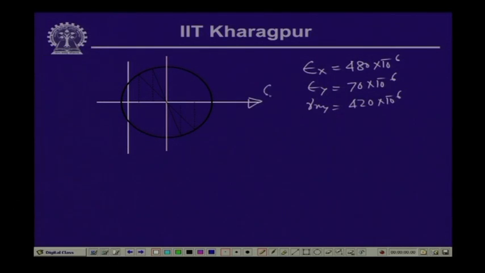this is our epsilon axis and this is the positive gamma x y by 2, or gamma by 2, axis. Now, here we have the point which is the positive epsilon x and gamma x y by 2, and correspondingly we have epsilon y and gamma x y by 2. Now, if we join these 2 points together, the line which crosses the epsilon axis gives us the center of the Mohr circle, and if we call this O A dash or O A and take this as the radius, then we can draw the Mohr circle in this form.